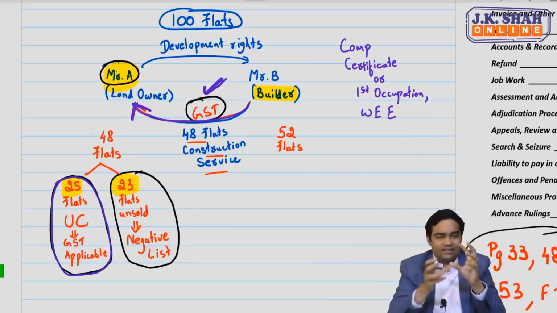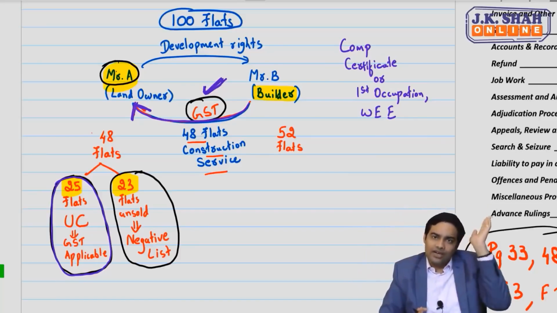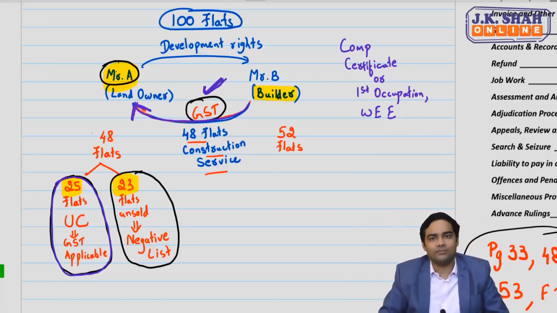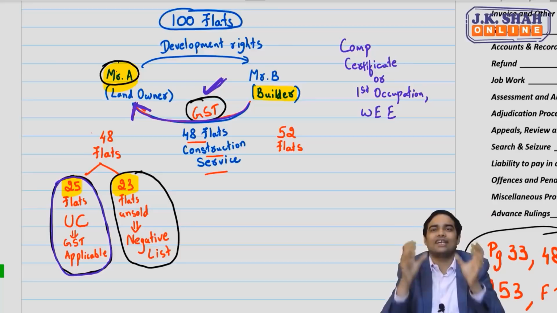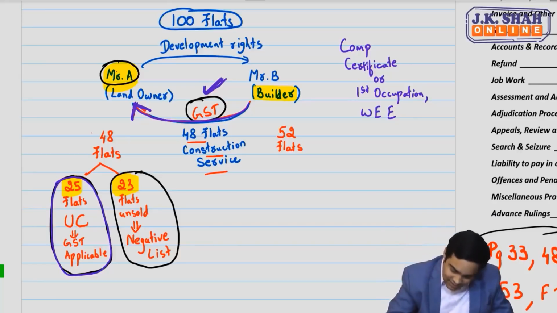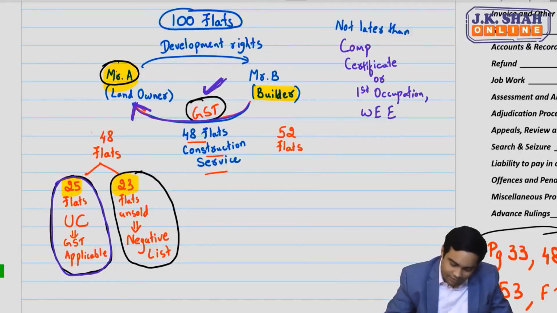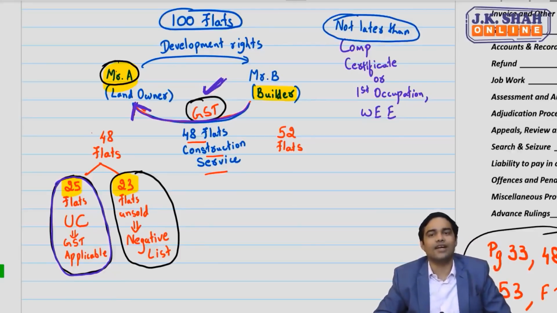B will charge GST to A at a later point. A would have already sold under construction property. So there was a timing mismatch where A was not getting ITC on a timely basis. And government added this word that time of supply will be not later than completion certificate or first occupation, whichever is earlier.